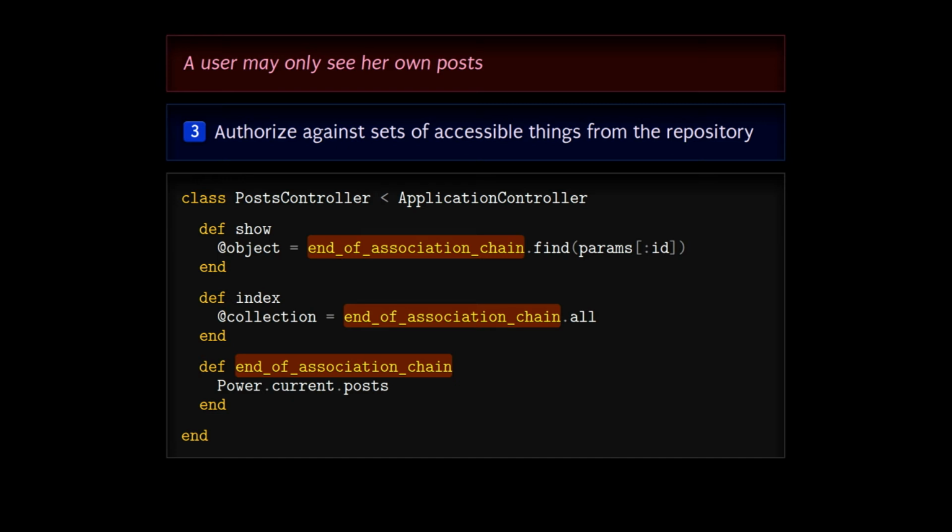So if you are looking for a post with the ID 15 in a scope, and the scope already excludes that post, you cannot find it. It's as if it wasn't there. And this is a very nice way to restrict what the controller is able to see.